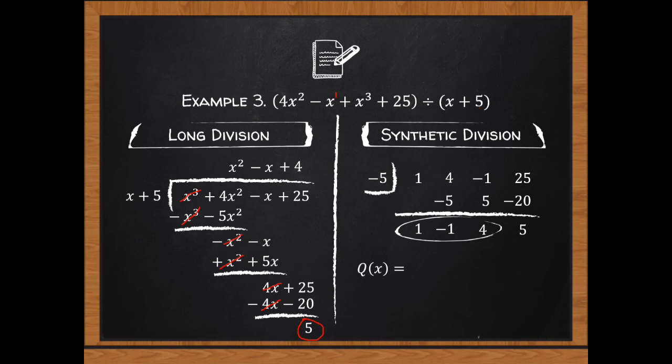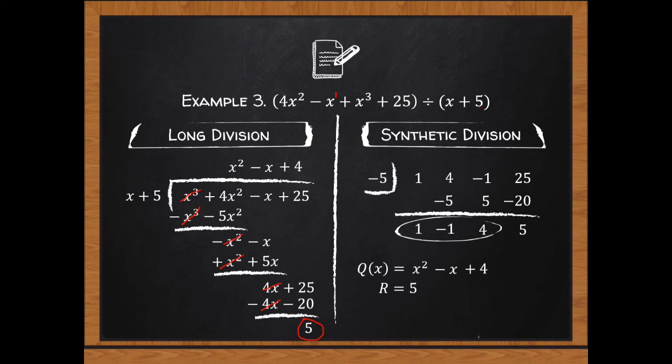So, for our quotient, again, we have to remember that the degree of our quotient is 1 less than the degree of our polynomial or the dividend. So, kung ang highest dito ay 3, para sa ating quotient, x squared na lang. So, that is 1x squared or x squared minus x or minus 1x and then plus 4. So, this is our quotient and then again, our remainder is 5.